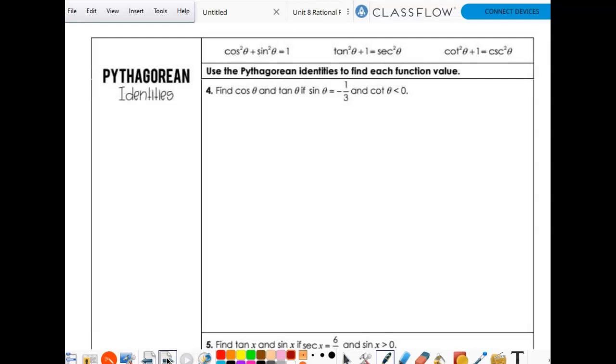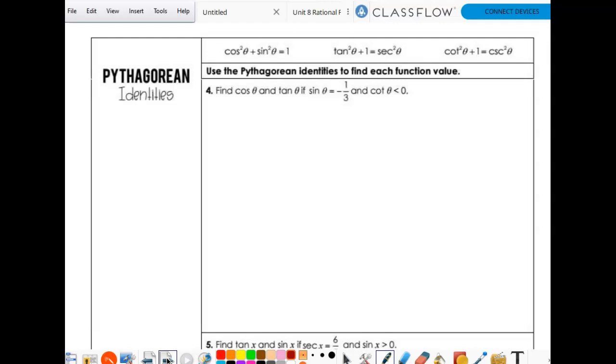So, what am I looking for? Cosine. I'm looking for cosine and tangent. Does everybody see that? I need two things this time. And my sine is a negative 1/3. That's all I'm given. And then I'm given that the cotangent is less than 0. So I need to find cosine and I need to find tangent.